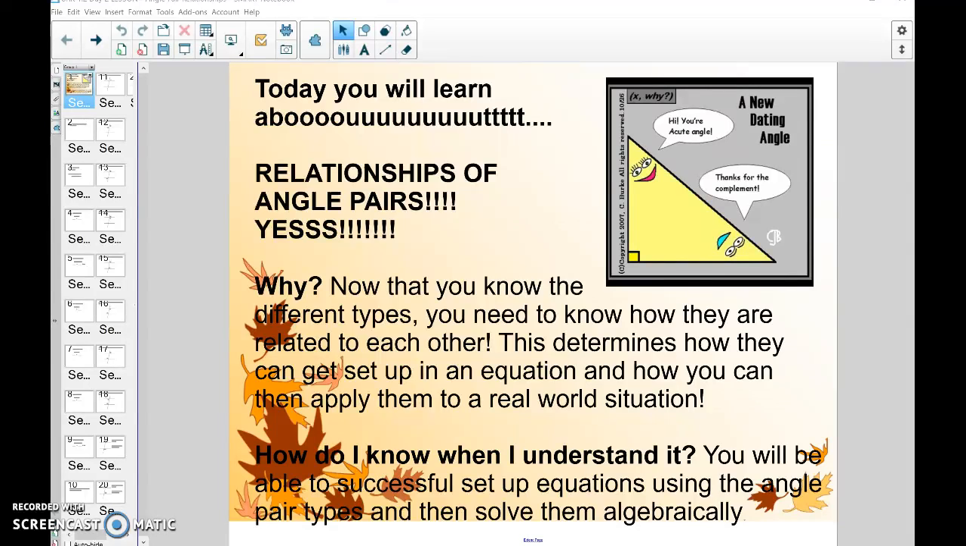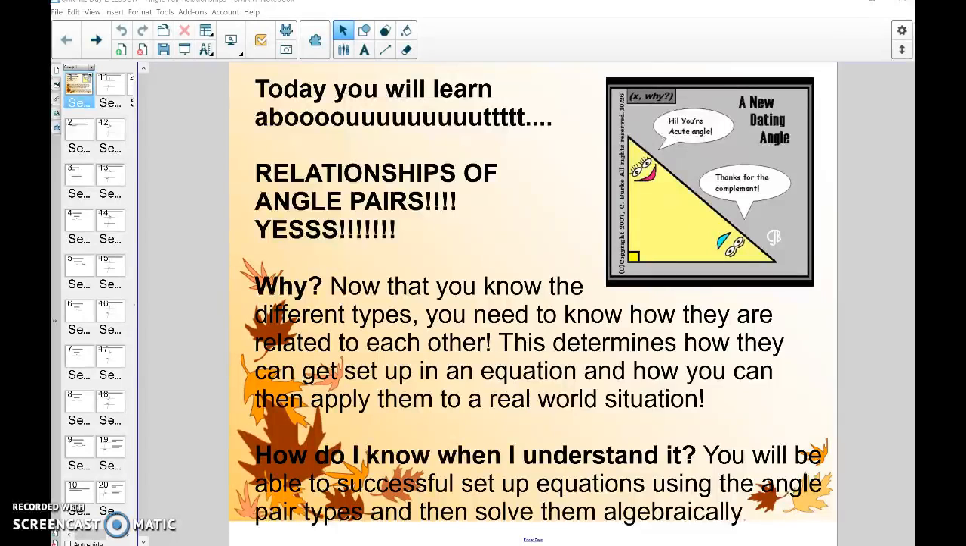Alright guys, so we are going to be tackling the next step of angle pair relationships today. We talked about just identifying the types the other day. Now we're going to actually build in some algebra, do a little math with it, and show you how to tie in those types with the equations.